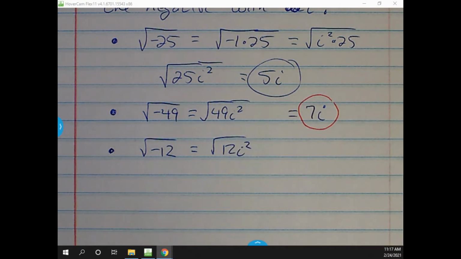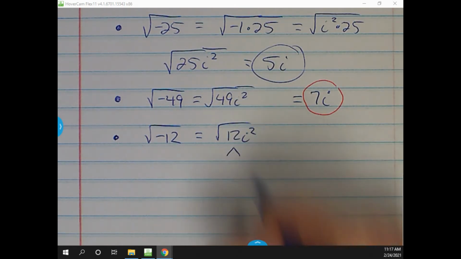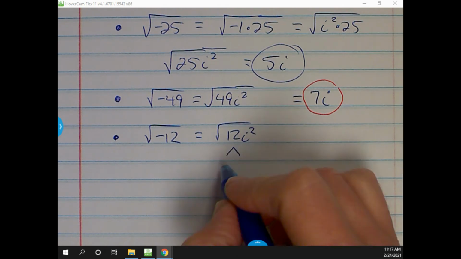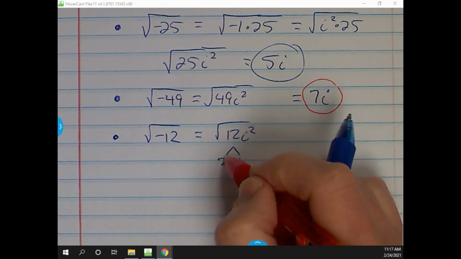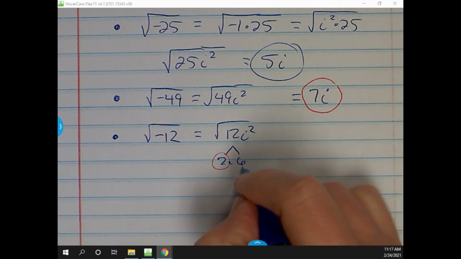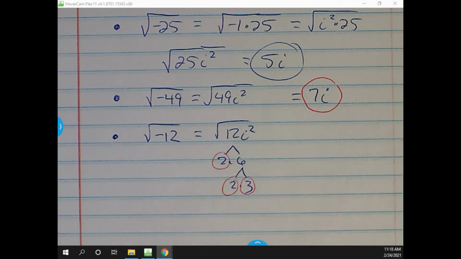And once you get it to here, this is where we go back to middle school. You've got to take the 12 and start breaking it down using the old factor trees. You're going to do 2 times 6 to get that. And if you remember, 2 is a prime number, so you'd circle that one. 6 would be 2 times 3. Both of those are prime numbers.